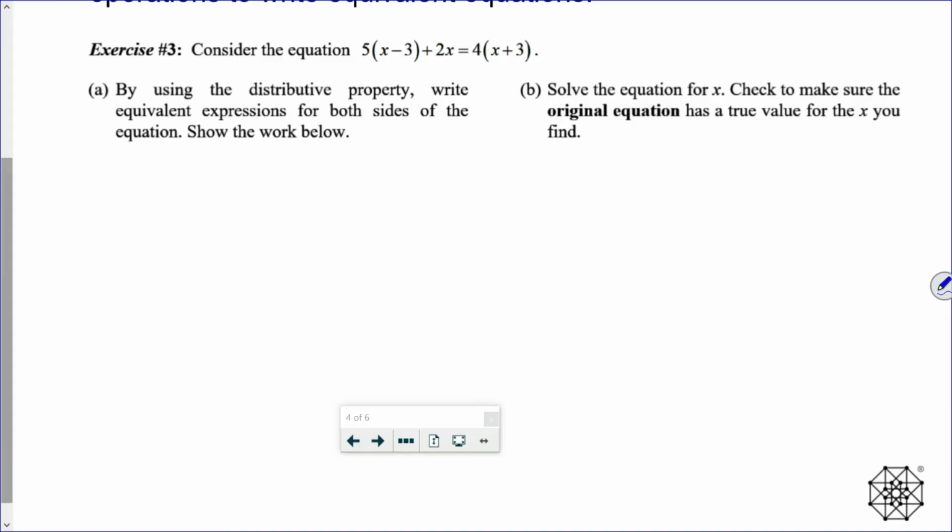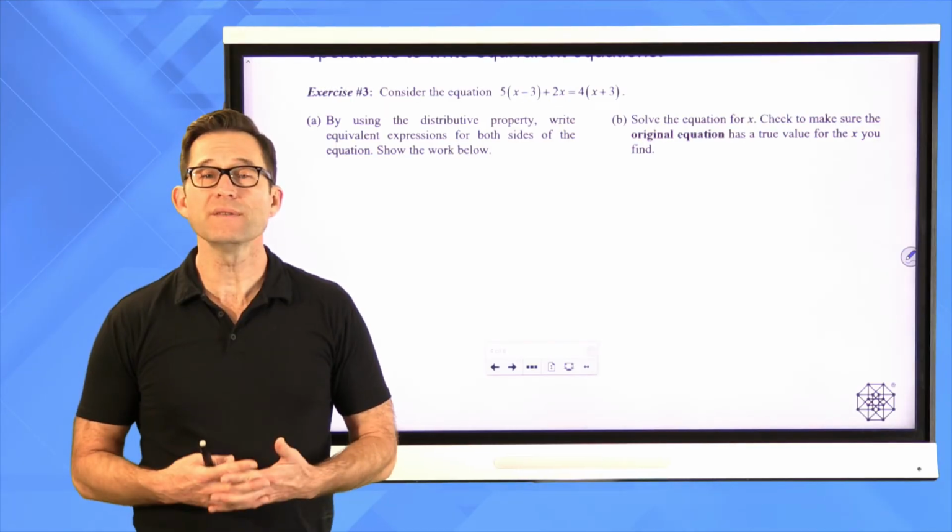Consider the equation 5 times the quantity x minus 3 plus 2x is equal to 4 times the quantity x plus 3. Letter A, by using the distributive property, write equivalent expressions for both sides of the equation, show the work below. All right, so let's do this together.